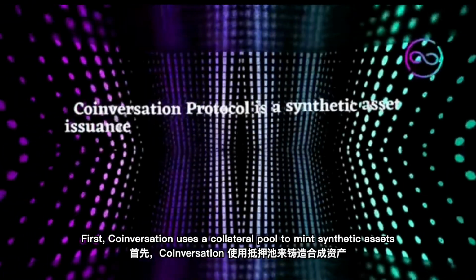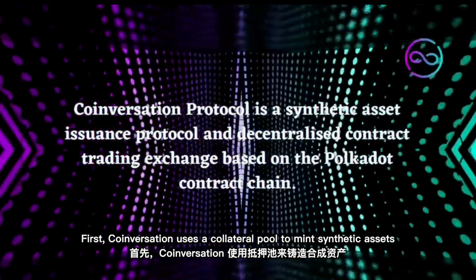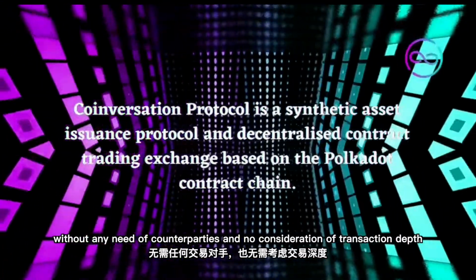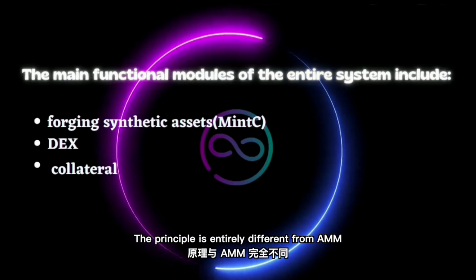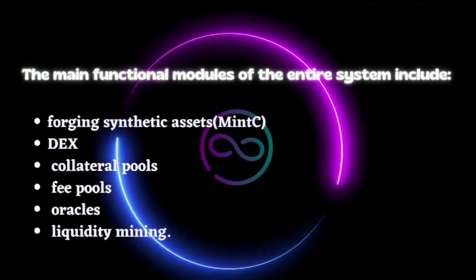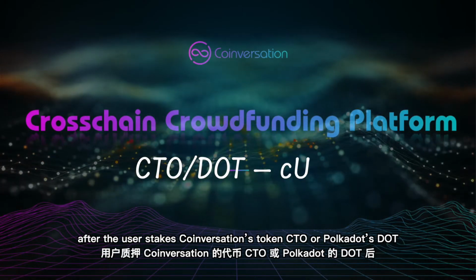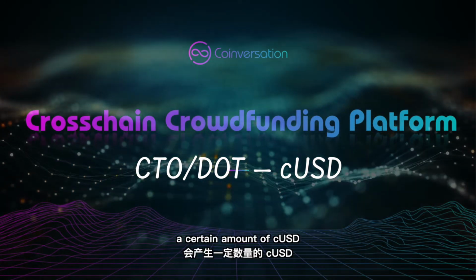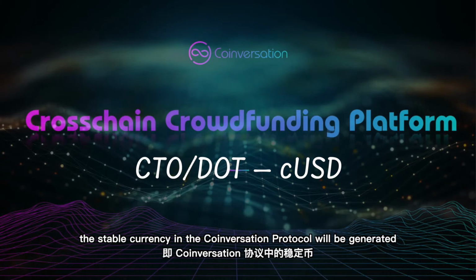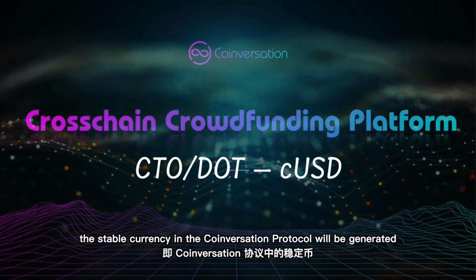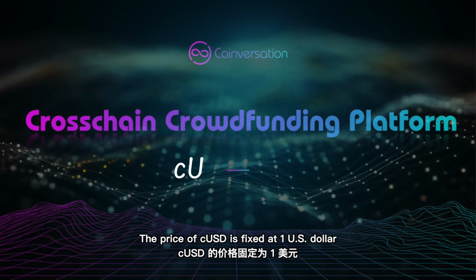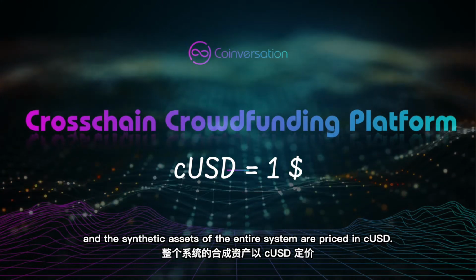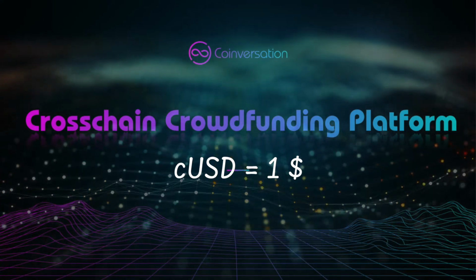First, Coinversation uses a collateral pool to mint synthetic assets, without any need of counterparties and no consideration of transaction depth. The principle is entirely different from AMM. The mortgage pool means that after the user stakes Coinversation's token CTO or Polkadot, a certain amount of CUSD, the stable currency in the Coinversation protocol, will be generated. The price of CUSD is fixed at $1, and the synthetic assets of the entire system are priced in CUSD.